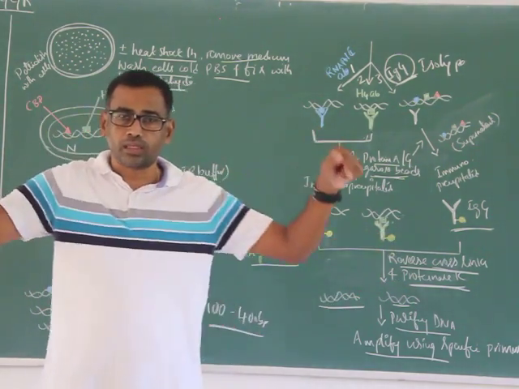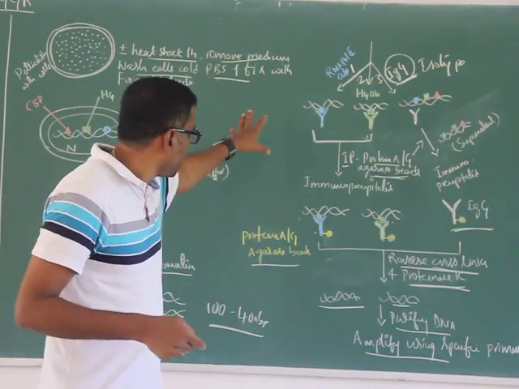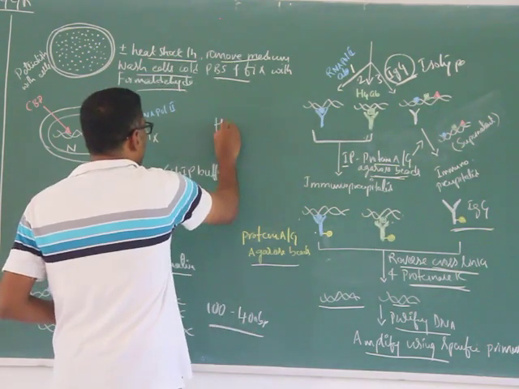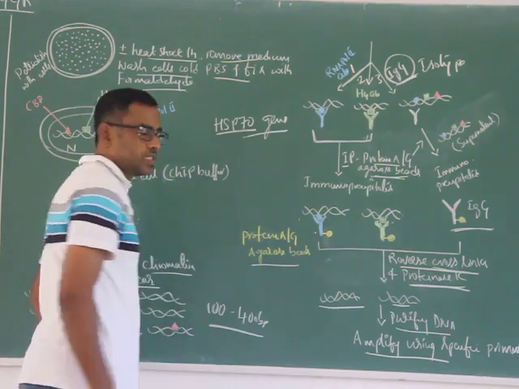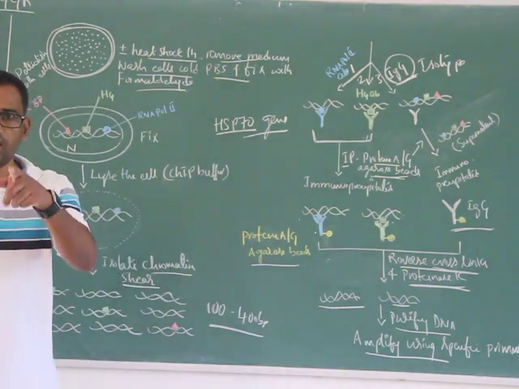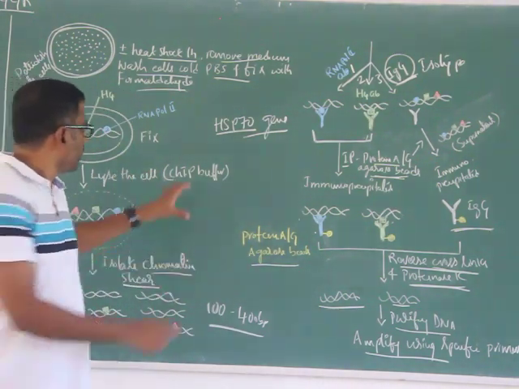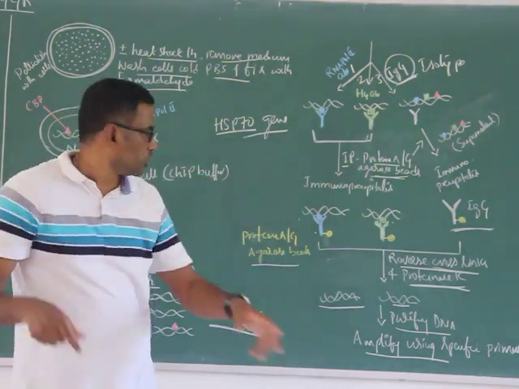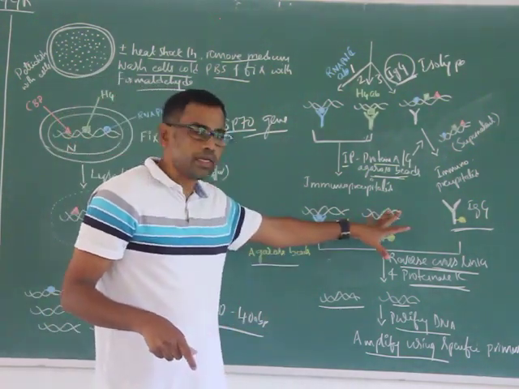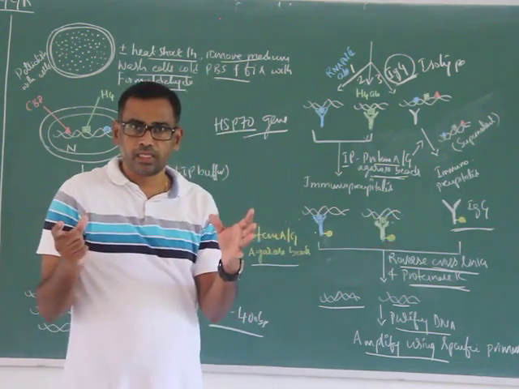H4. We know that what is that? Here they targeted the HSP70 gene in Drosophila upon heat shock. We know the sequence of the HSP70 gene promoter. In that promoter, RNA polymerase II and H4 will bind, isn't it?